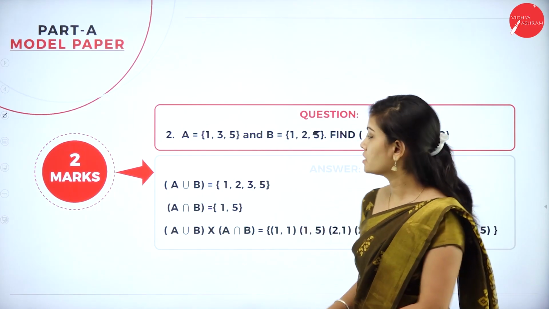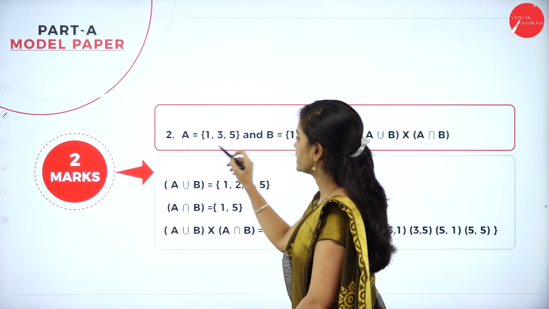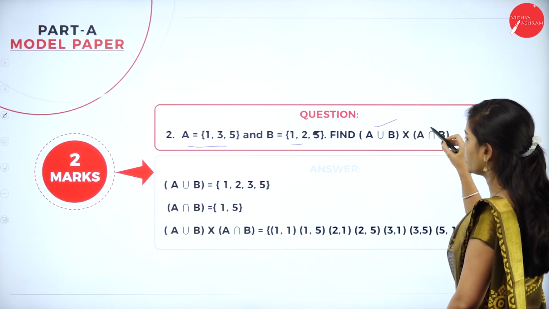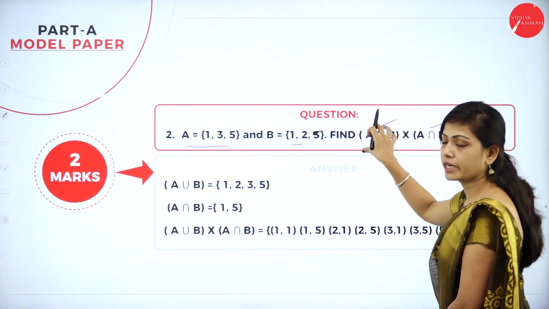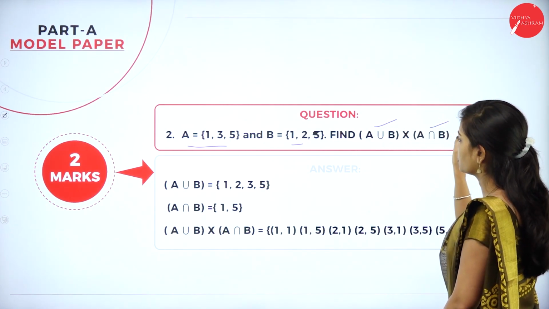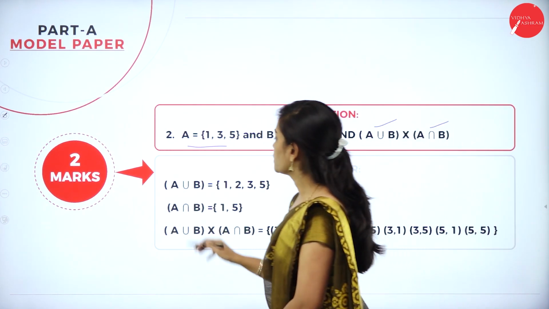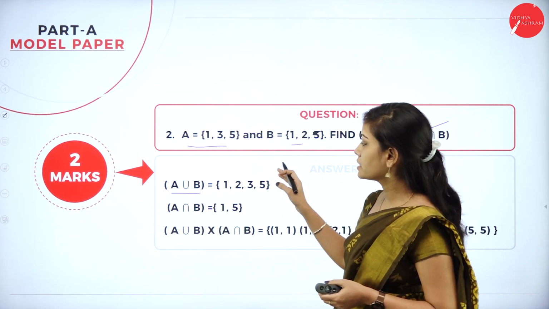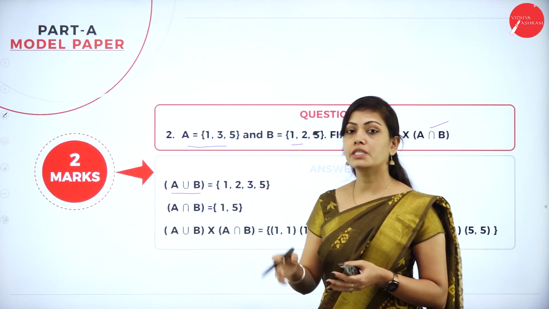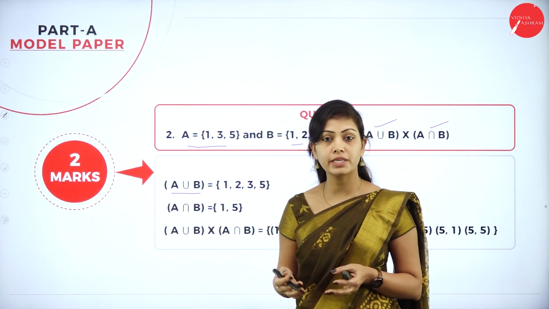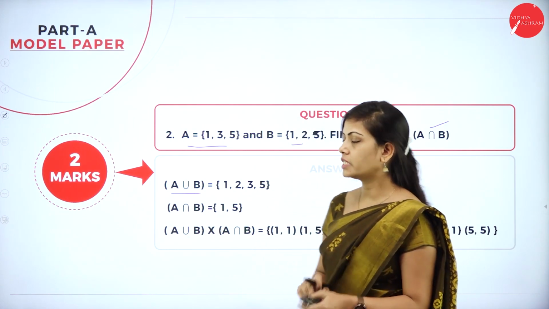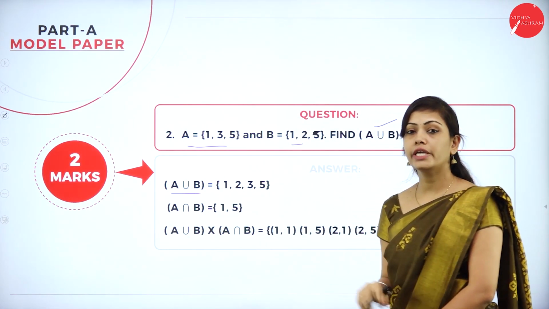And the next question is, here you have two sets, set A and set B. So find A union B into A intersection B. First you have to find A union B and A intersection B, then the relation. So now A union B. What is A union B? In set operations we have different types, that is union operation, intersection operation, difference operation, complement operation, etc. So first I will find A union B.